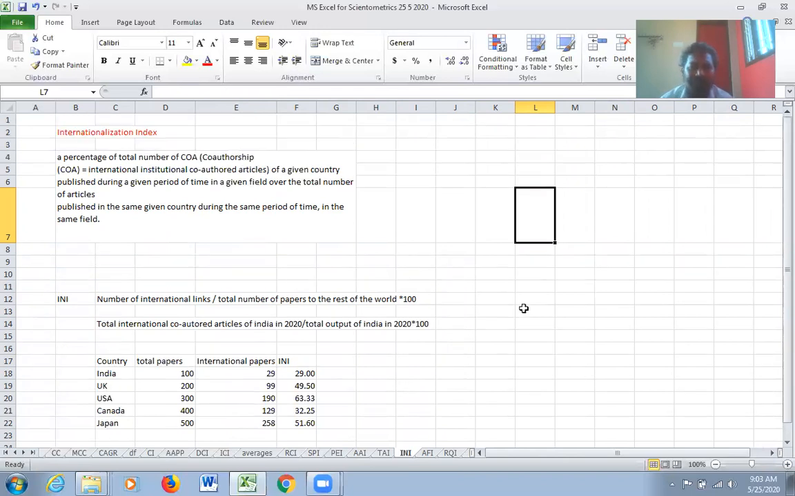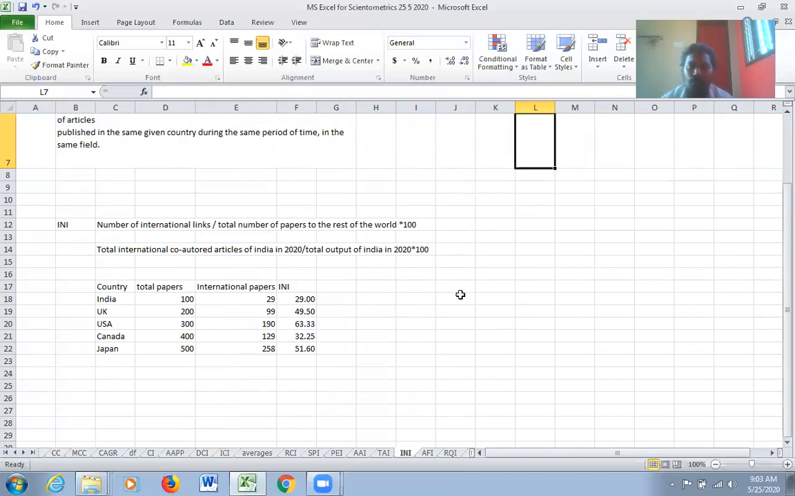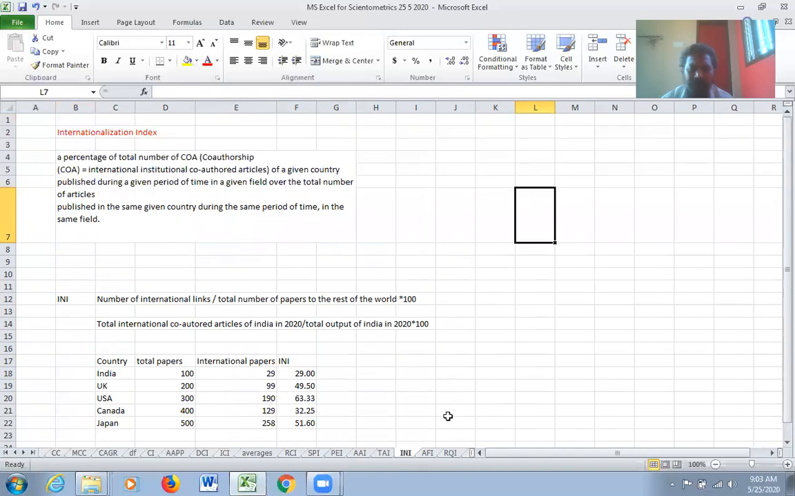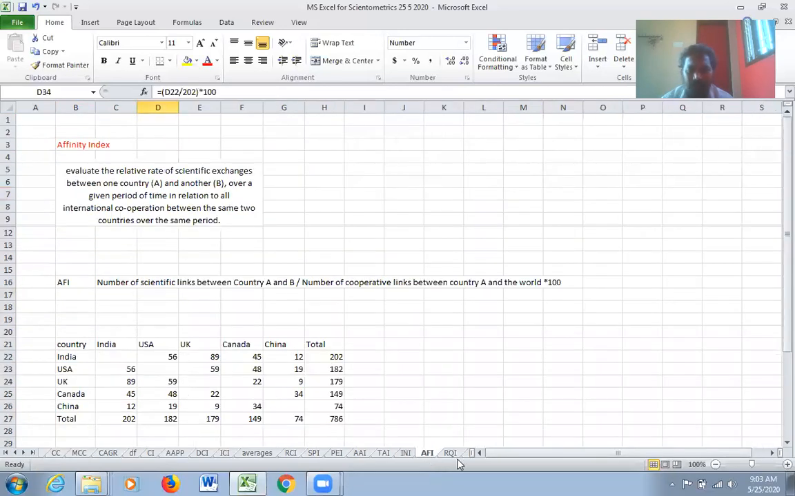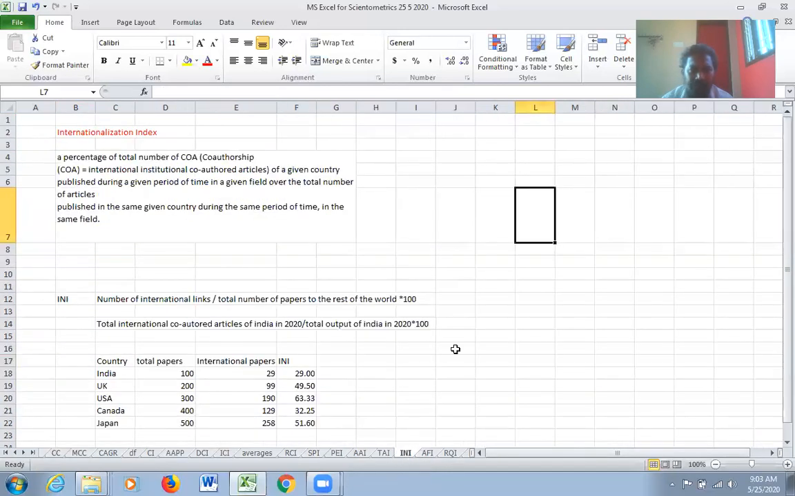Let us see an example. It's very simple to calculate the Internationalization Index.